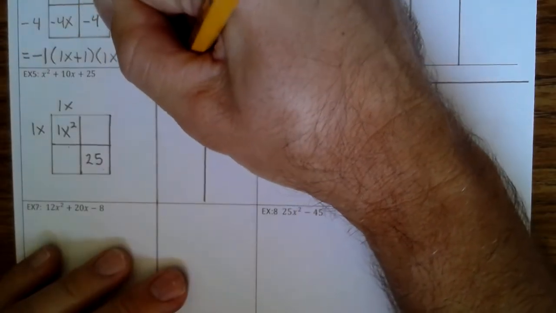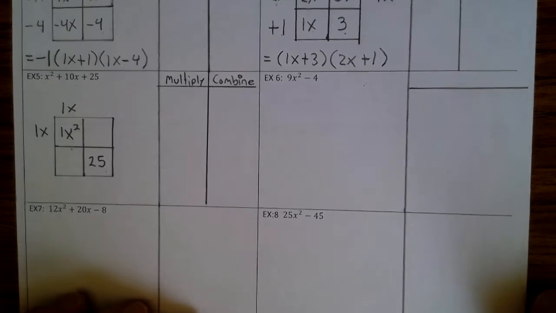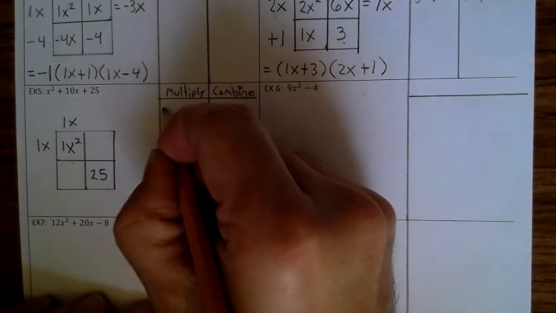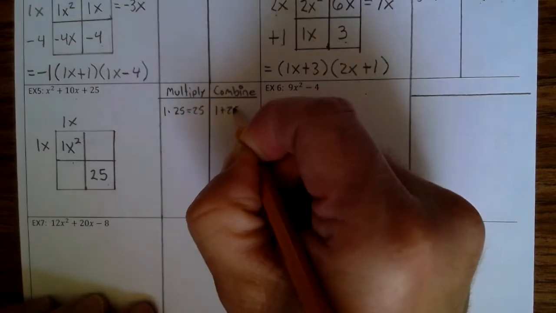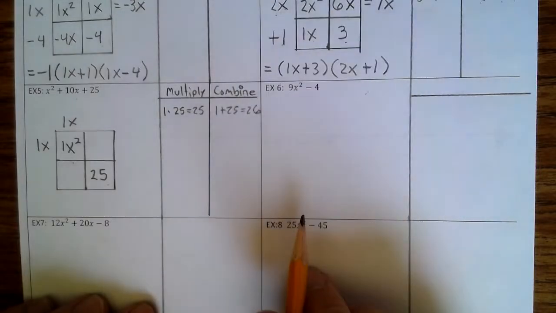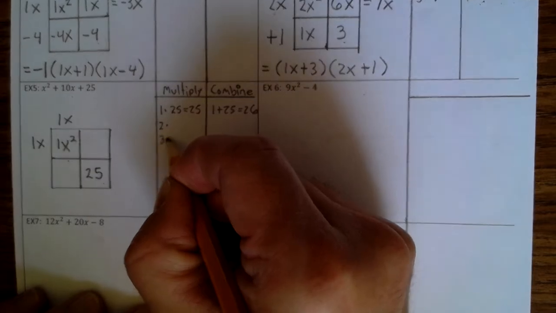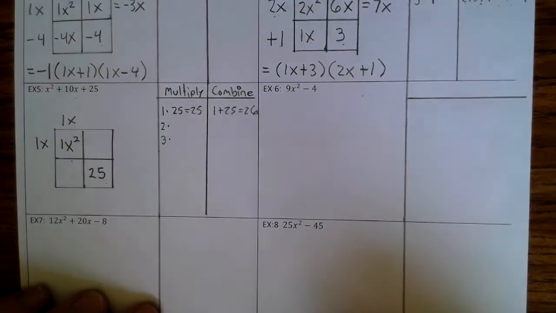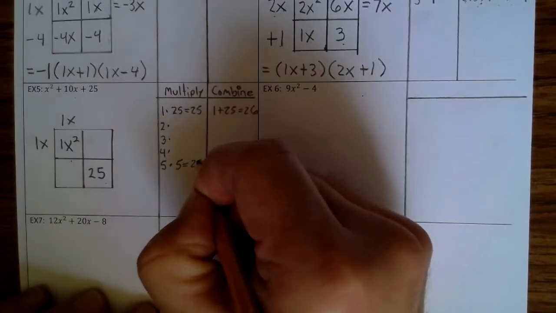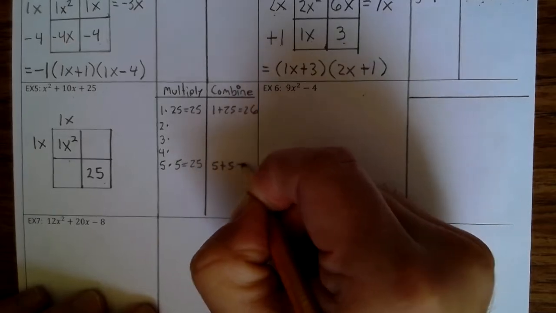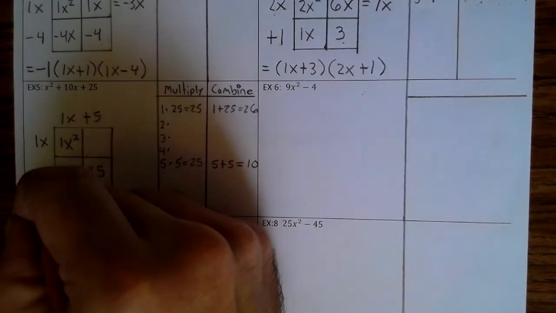So multiply, combine. Okay, so the first combination is 1 times 25 is 25, and then 1 plus 25 is 26. Okay, that doesn't work. So now let's go into 2. 2 doesn't work. 3 times doesn't work. 4 doesn't work. 5 times 5 is 25, and 5 plus 5 is 10. So that works. So we know it's going to be x plus 5 and x plus 5.